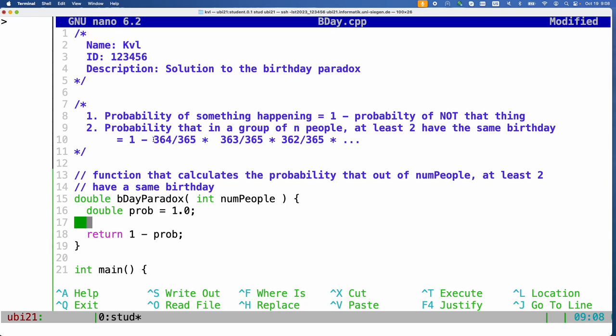So the only thing that I still need to calculate is this 364 times 363 times 362, each of those divided by 365, right? That is what we need to do. And we don't know how big our group is going to be, but we need to do this repetitively. In 1 week, we'll see that is a loop. And we use for that a so-called for loop.